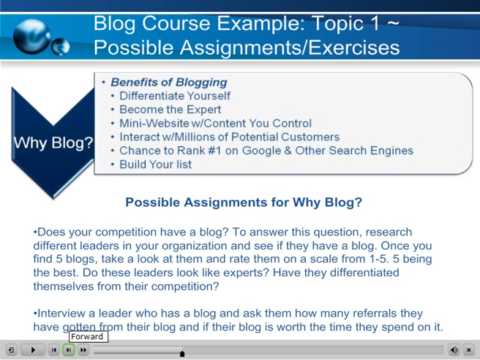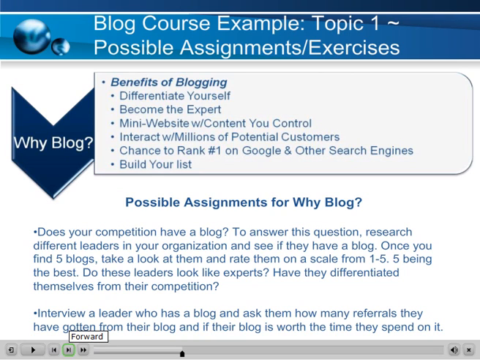The first assignment is pretty detailed, and it's pretty long. And it says, does your competition have a blog? To answer this question, research different leaders in your organization and see if they have a blog. Once you find 5 blogs, take a look at them and rate them on a scale from 1 to 5, 5 being the best. Do these leaders look like experts? Have they differentiated themselves from their competition?